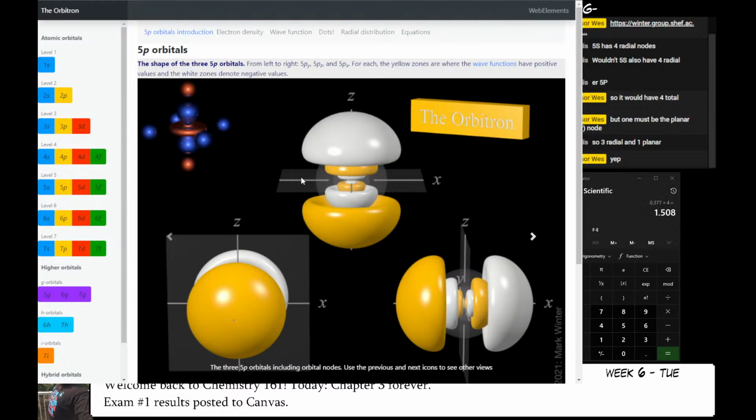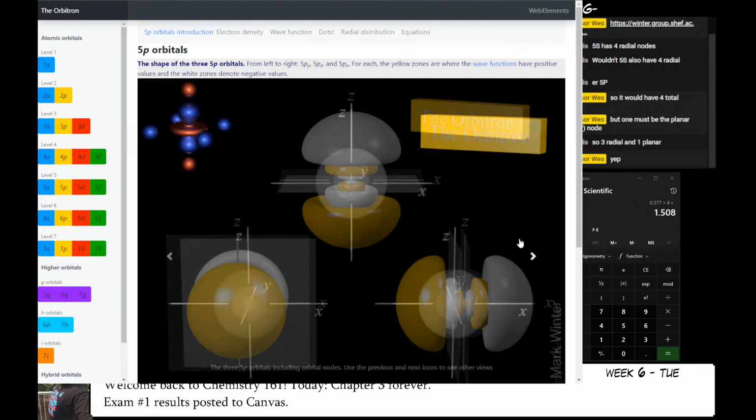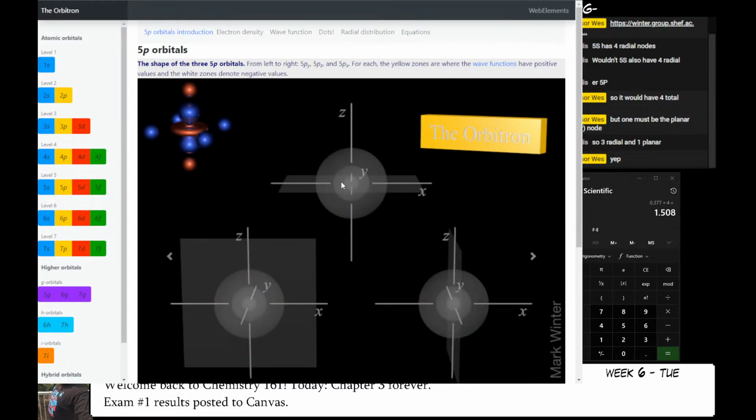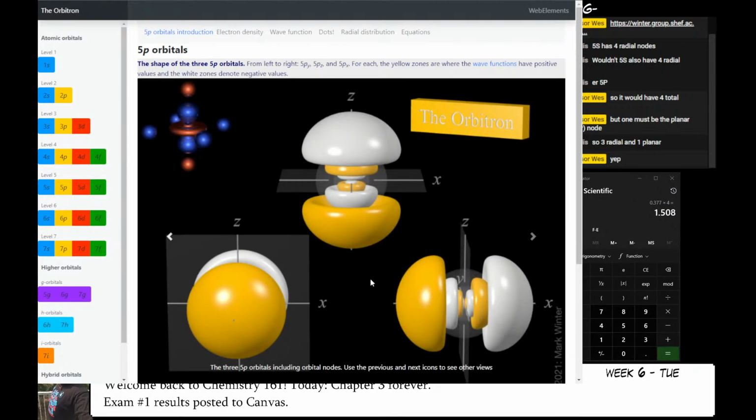So I should have 1 planar node and 3 spherical nodes for a total of 4 nodes. And if I do this, you can see 1 spherical node, 2 spherical nodes, 3 spherical nodes, and then the planar node is the 4th one. It's hard to see it from here. You can kind of see this here. You can see that there is a yellow inside, so there's 1, 2, 3, 4 regions.